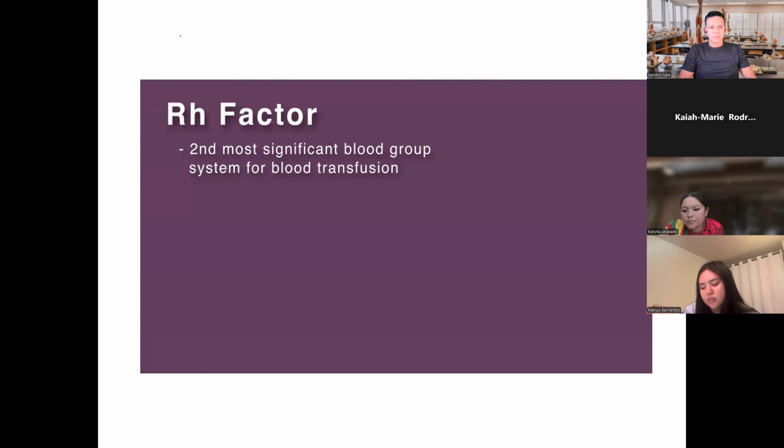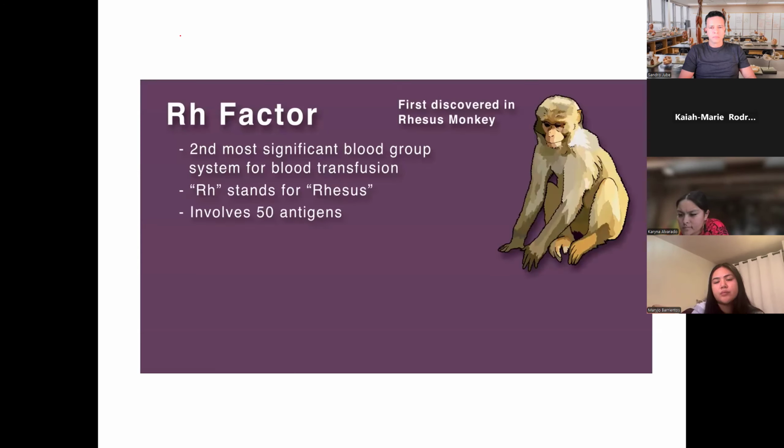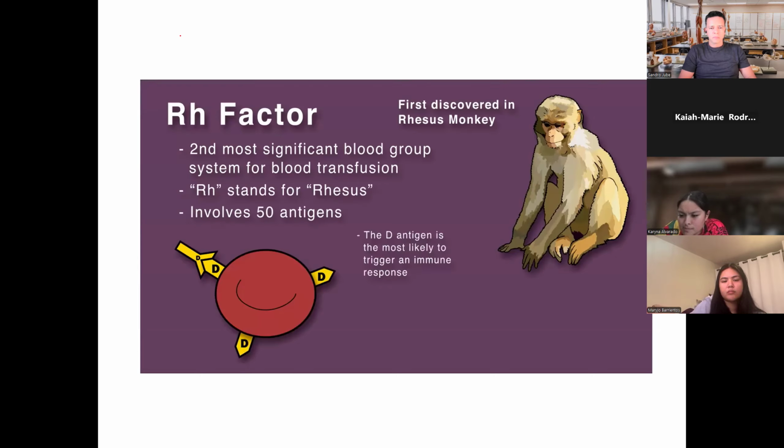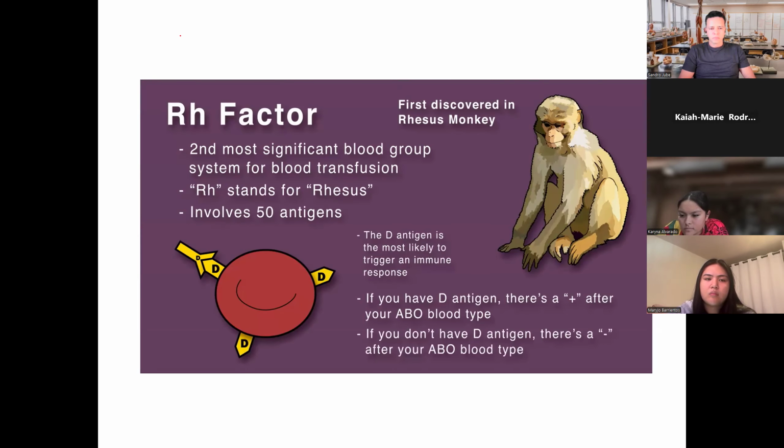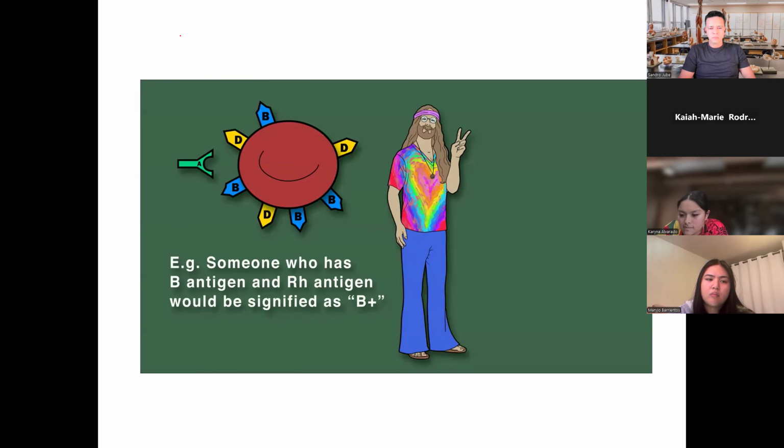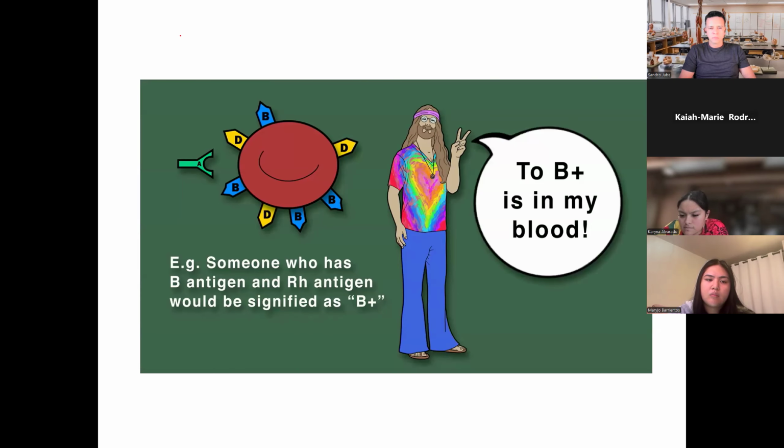The second most significant blood group system for blood transfusion is the Rh system. Rh stands for rhesus, and it involves 50 antigens. The most significant Rh antigen is the D antigen, as it's the most likely to cause the immune system to react. The presence of D antigen is signified by a plus sign after the ABO blood type. Lack of the D antigen is signified by a minus sign.